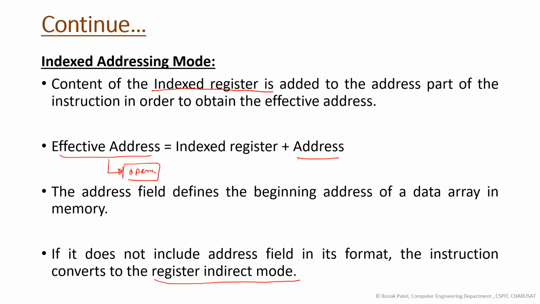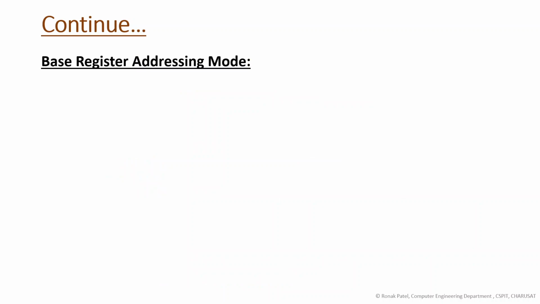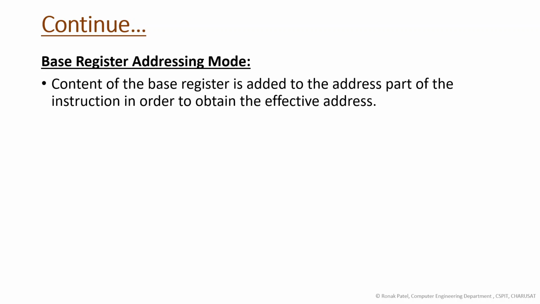Then base register addressing. Next is base register addressing mode. In that, the content of the base register is added to the address part of the instruction in order to obtain the effective address. So effective address is base register plus address. In index mode, index register plus address. In relative mode, program counter plus address. We have seen relative addressing mode, index addressing mode, and base register addressing mode.